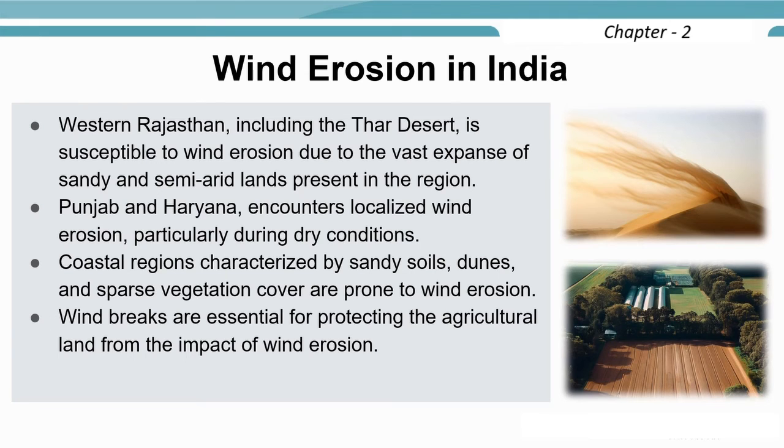Coastal regions, which are characterized by sandy soils, dunes and sparse vegetation cover, are prone to wind erosion. Coastal areas are susceptible because there will be sandy soil in that area, dunes, and the vegetation will be sparse.